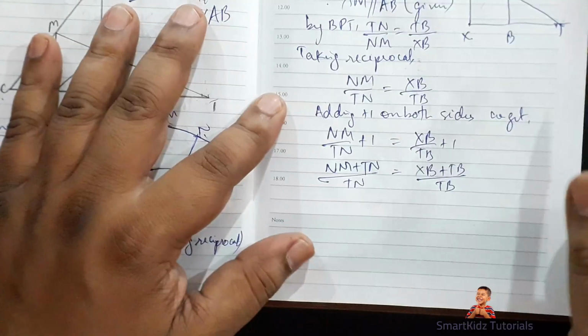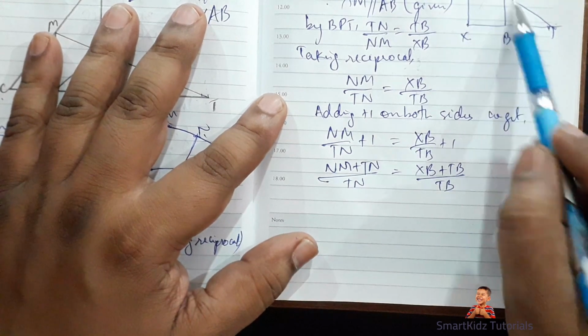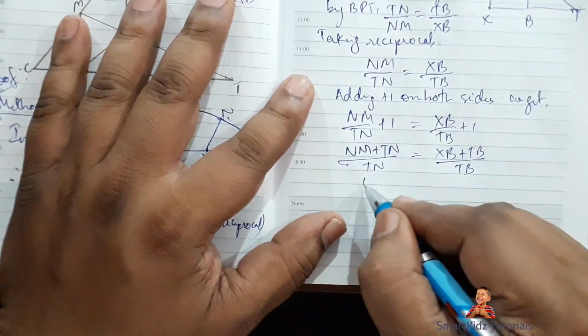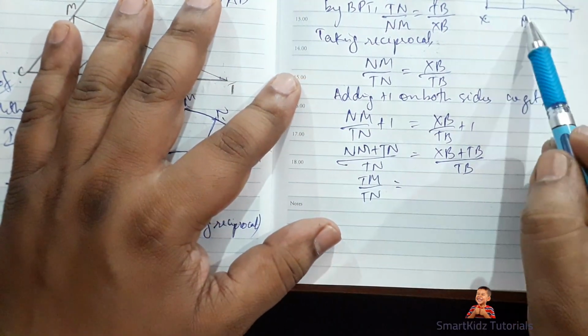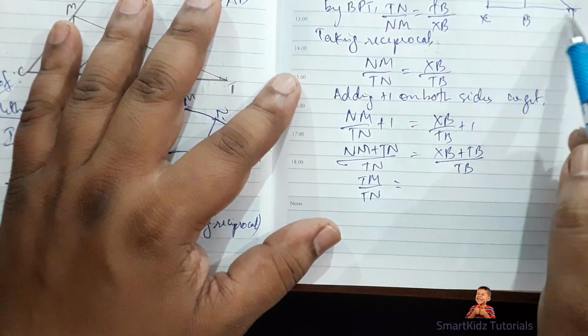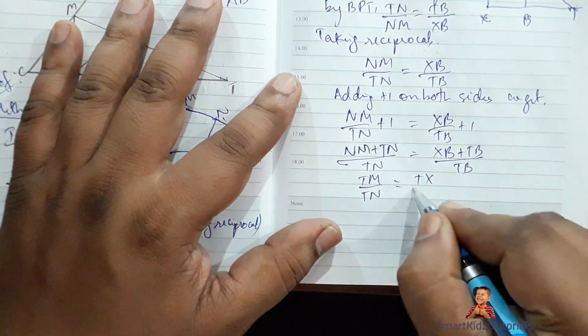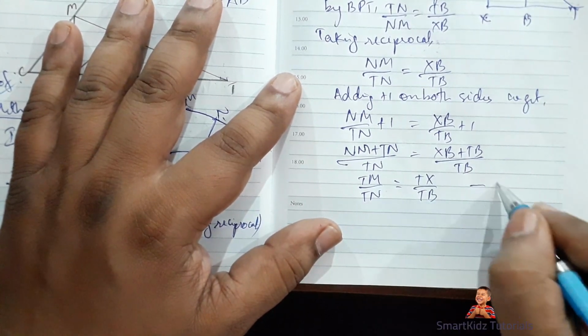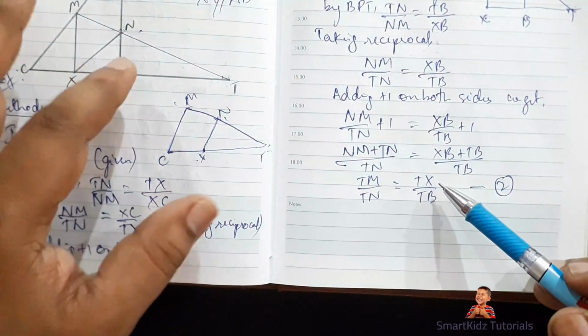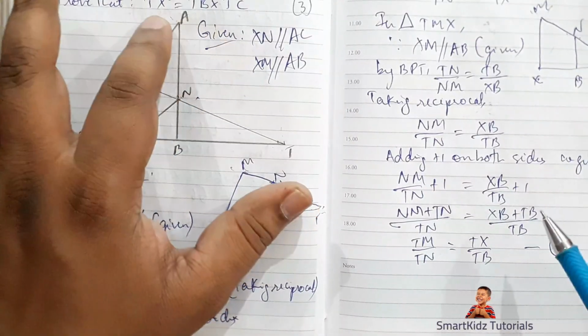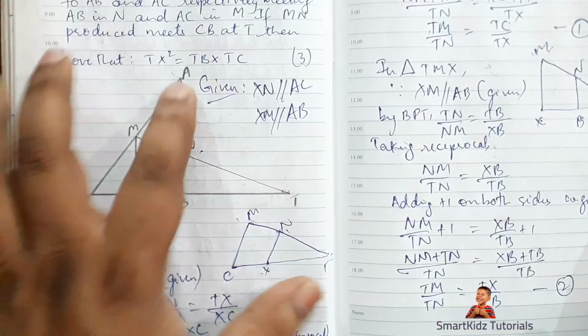Now what is NM plus TN? NM is here, TN is here. This full thing is TM. So TM upon TN equal to, what is XB plus TB? XB is here, TB is here. This full thing is TX. TX upon TB. Mark this as 2. Now have a look. We needed TX and TB as per our proof, whatever we have to do.